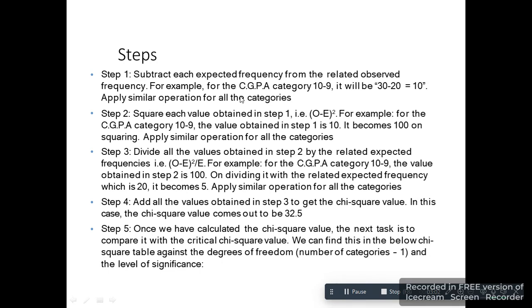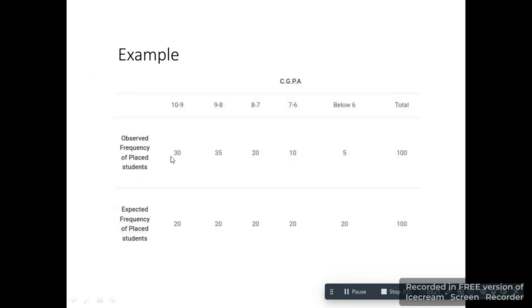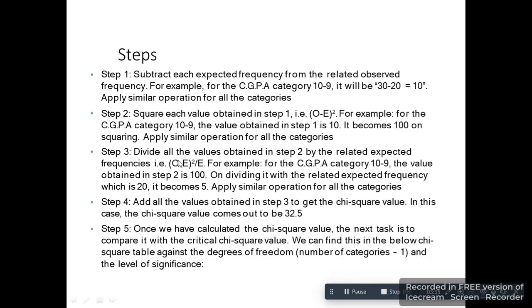For example, here the CGPA category is 10 to 9. We have to subtract both: the observed frequency minus the expected frequency. For the 10 to 9 category, the observed frequency is 30 and the expected frequency is 20. You subtract 20 from 30, so the answer is 10.